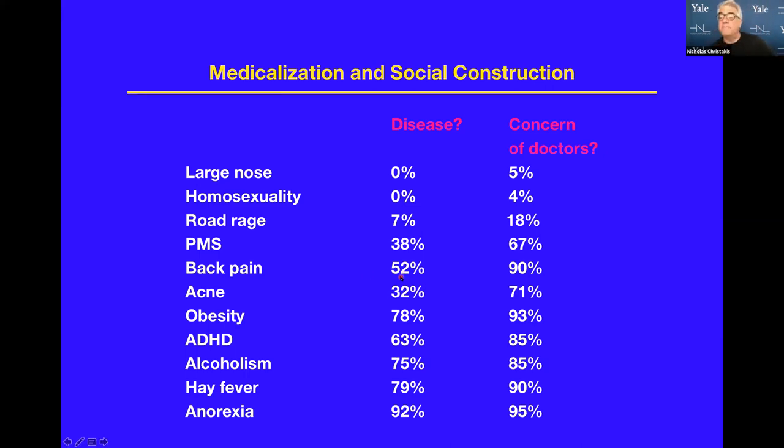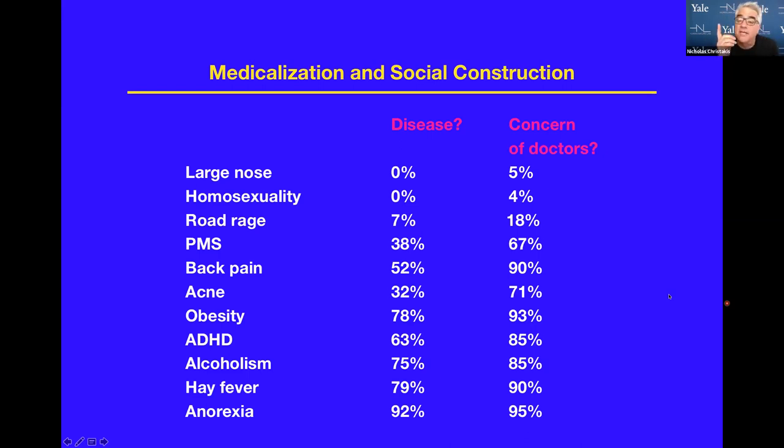52% of you thought back pain was a disease. 90% thought it was a concern of doctors. I already mentioned a few lectures ago how rates of back pain vary dramatically across societies in ways that don't seem to have any bearing on what's actually happening in people's bodies. 32% of you thought acne was a disease, 71% doctors, and so on down the list. 92% thought that anorexia was a disease, and 95% thought it was a concern of doctors.